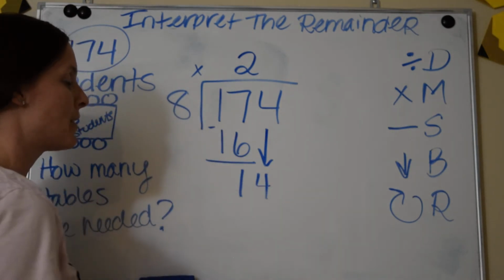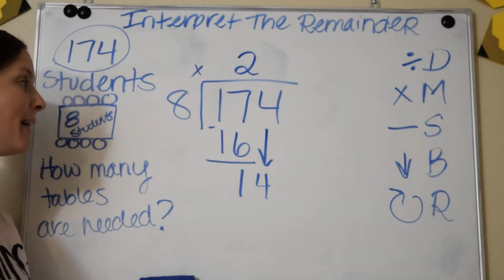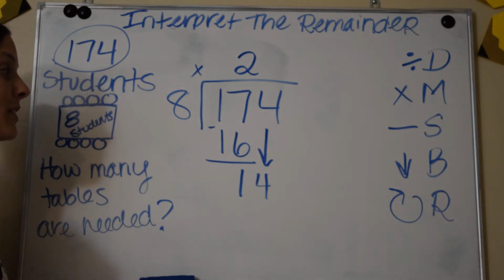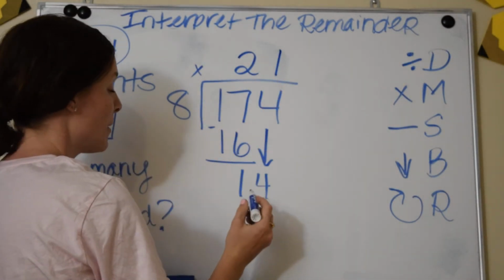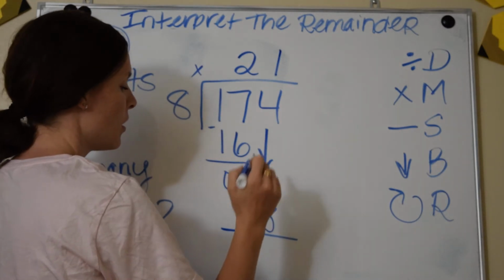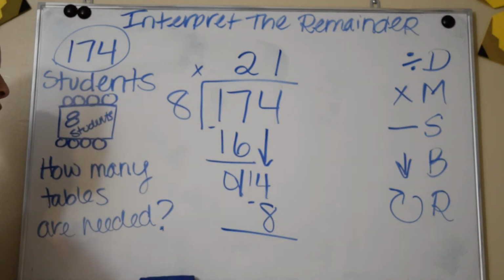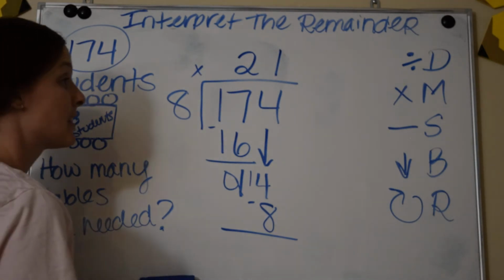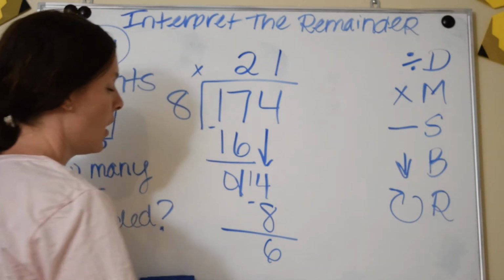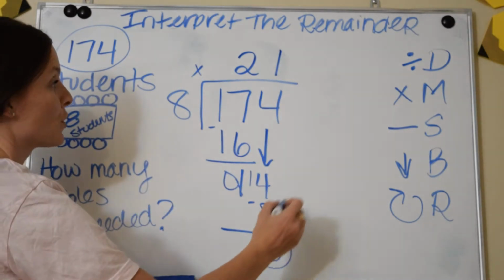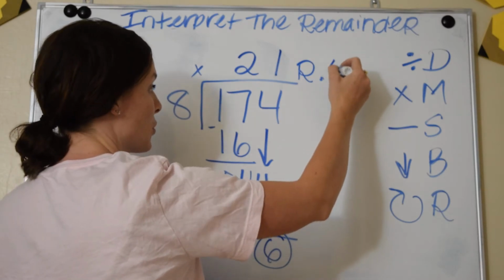8 goes into 14 how many times? Well, 8 times 3 is 24, way too high. 8 times 2 is 16, still too high. So I'm going to say only once. 1 times 8 is 8. Then I subtract, I borrow, and then we subtract. So 14 minus 8. So 14, 13, 12, 11, 10, 9, 8, 7, 6. Okay, and then do I have another number to bring down? I don't. So this is 21, remainder 6.